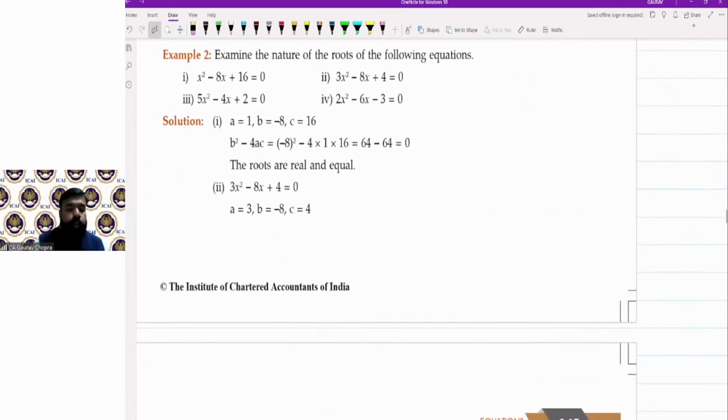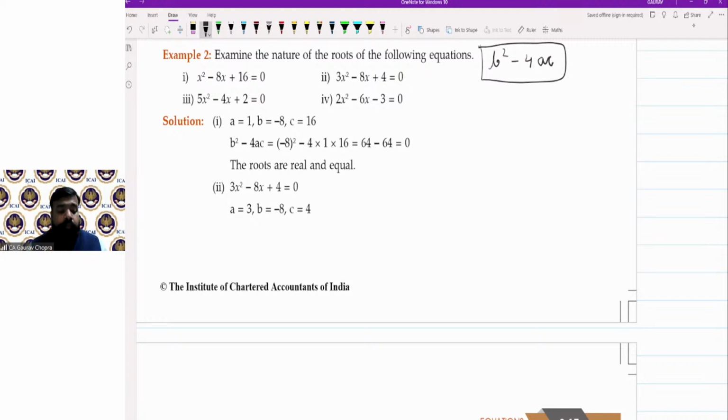Now, example number 2: we have to find out the nature of roots of the following equations. इन equations का nature of root क्या है ये पता लगाना है. So let us find. तो nature of roots पता लगाने के लिए what we have to do? We have to find b square minus 4ac. Okay. Now what to do?